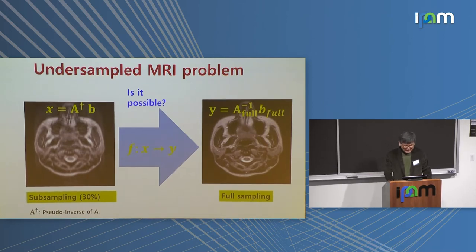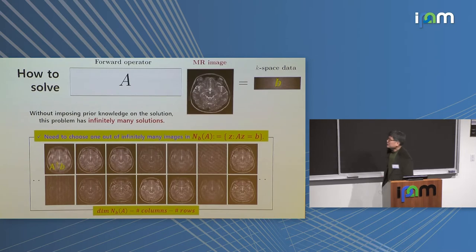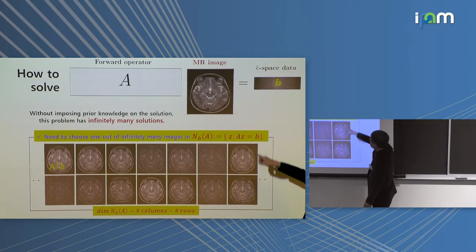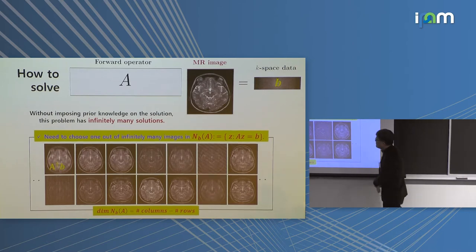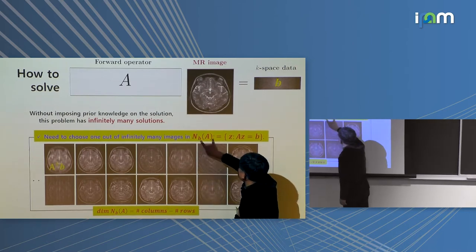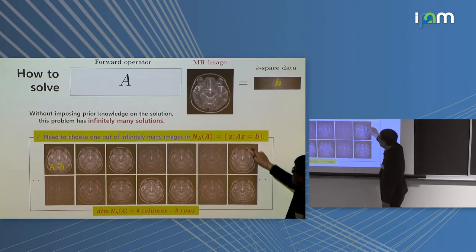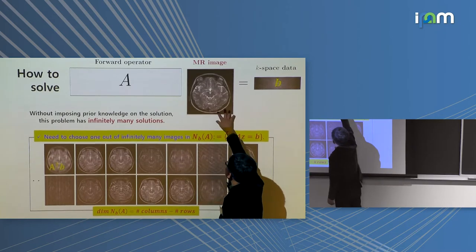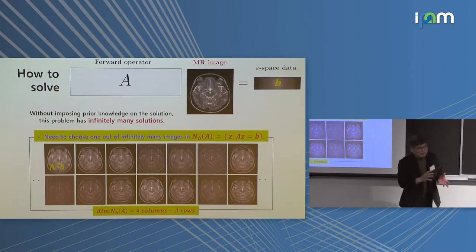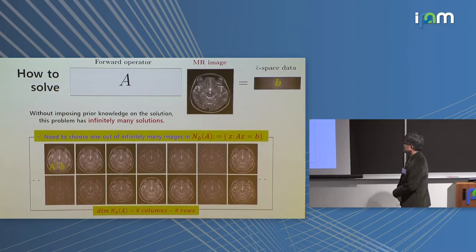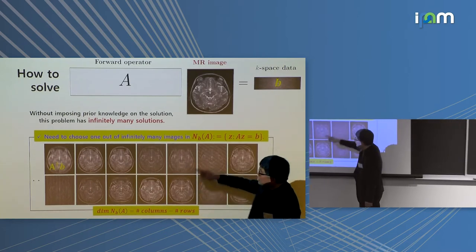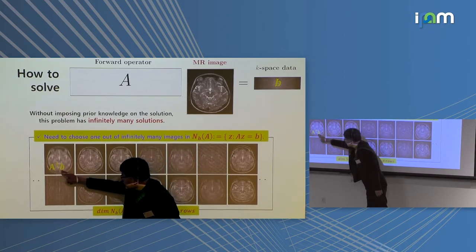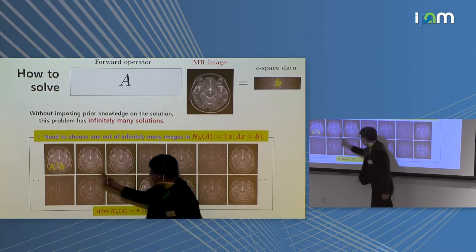In the traditional sense, it is not possible, but it is possible. So how do we solve this system with undersampled data? Because A is ill-conditioned, there are infinitely many solutions. This is the null space, and this is the solution space. There are infinitely many solutions, and the dimension of the solution space is very large, approximately similar to the dimension of the MR image space, the pixels. So the key is to choose the one correct solution out of these. The meaning is that, given the pseudo inverse of B, can you find the map from here to here? That's our question.